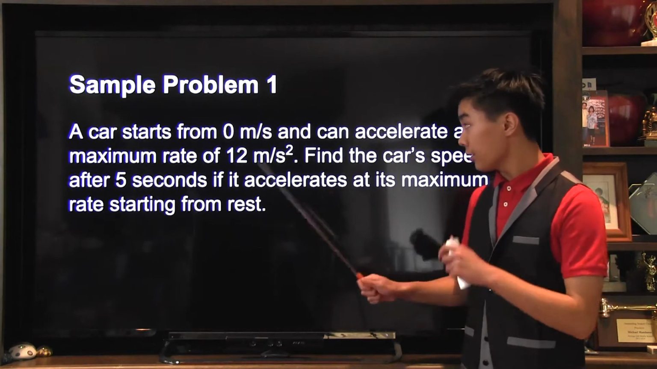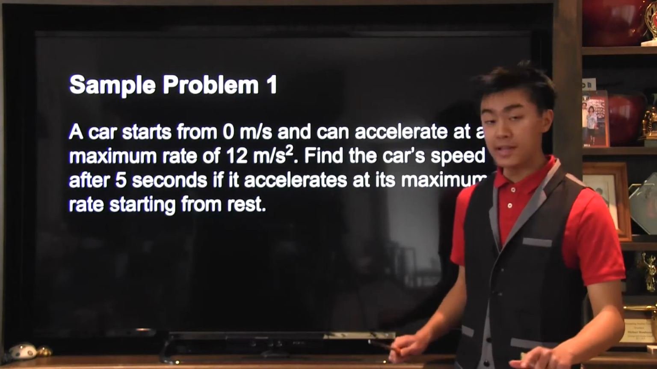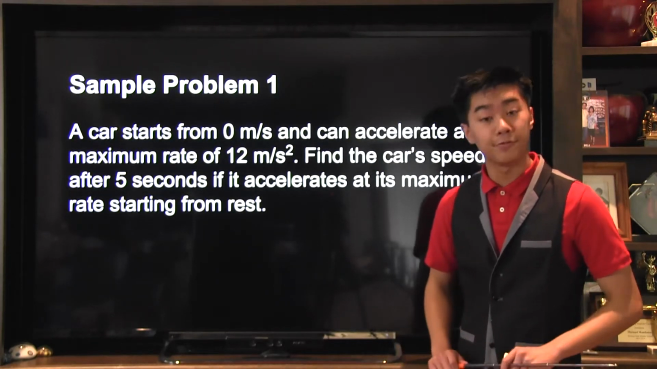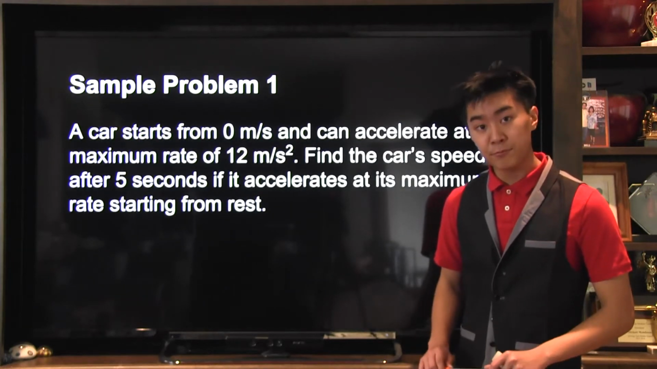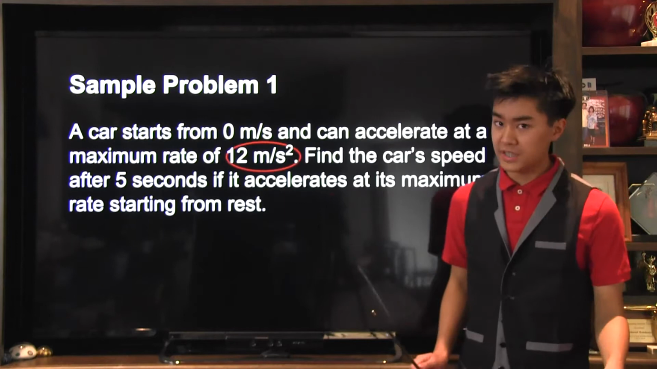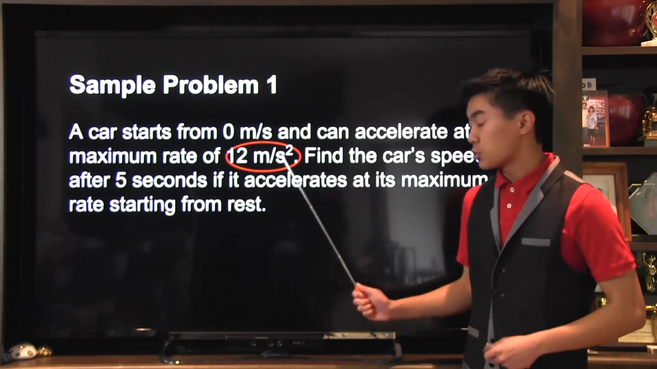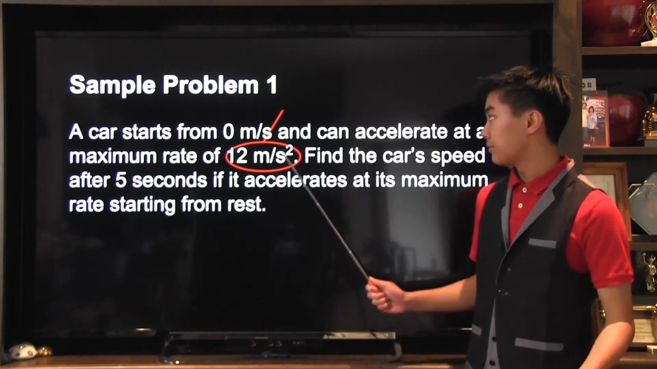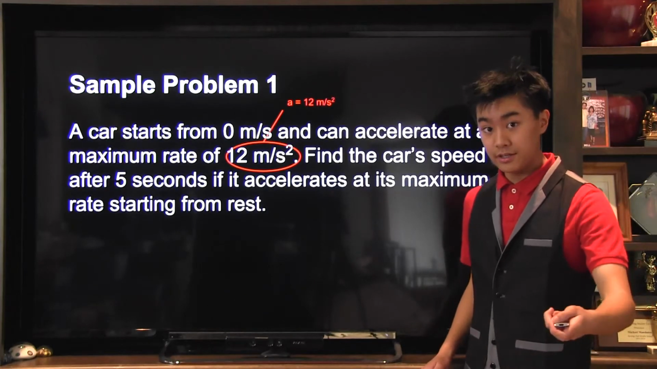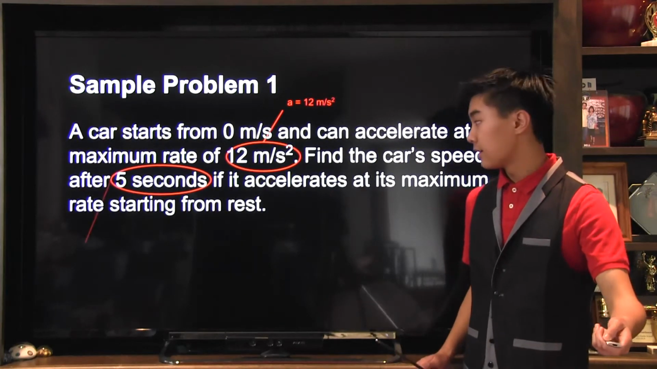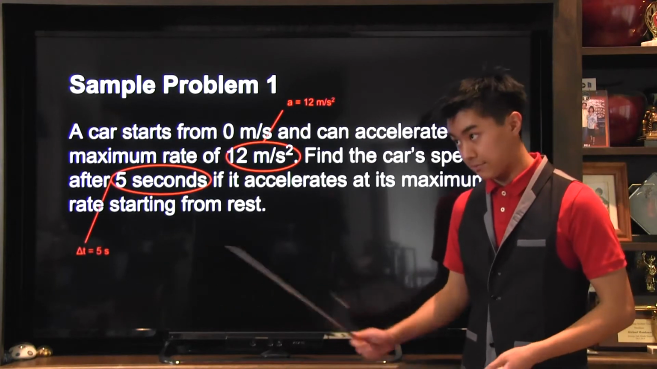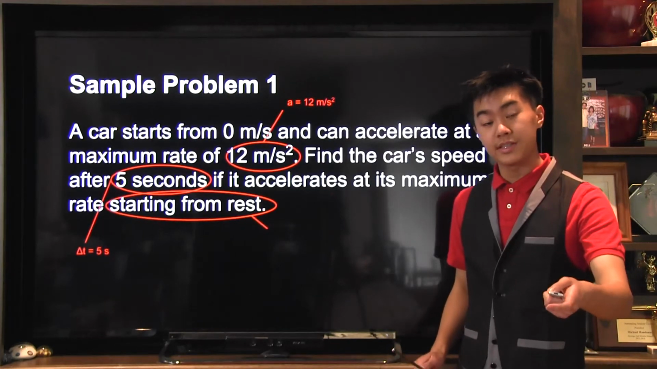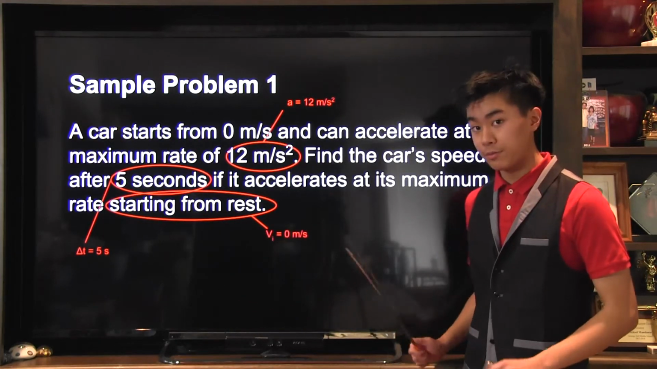Alright, so a car starts from 0 meters per second and can accelerate at a maximum rate of 12 meters per second squared. Find the car's speed after 5 seconds if it accelerates at its maximum rate starting from rest. Now, this problem tells us a few things. First, it tells us that 12 meters per second squared equals the acceleration. It also tells us that 5 seconds equals the time. It also tells us that it starts from rest. Now what that means is the initial velocity equals 0 meters per second.